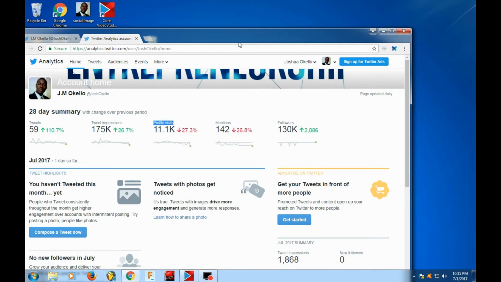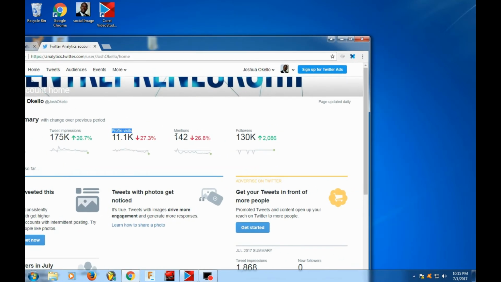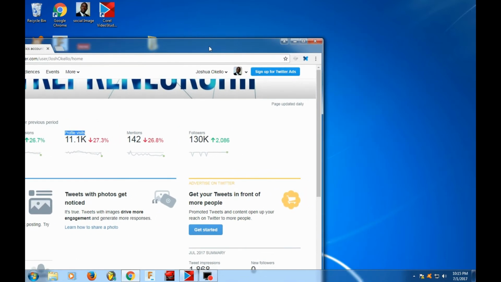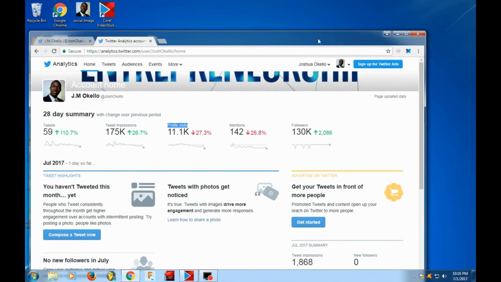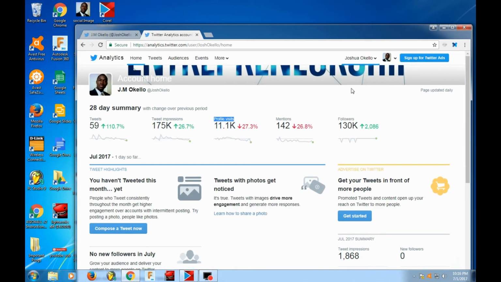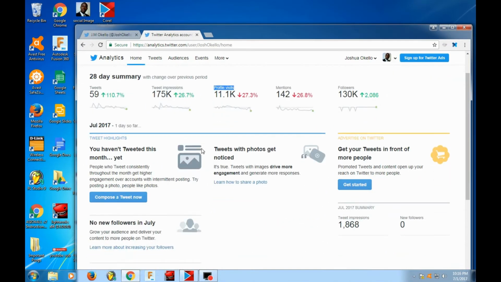And then let's go to mentions. How many people mentioned me? 142. The number also went down 26%. Followers. My followers went up 2,000, if you can see. Now I'm having about 130,000, and my followers within the last 28 days went up 2,000. Decent, not very good.